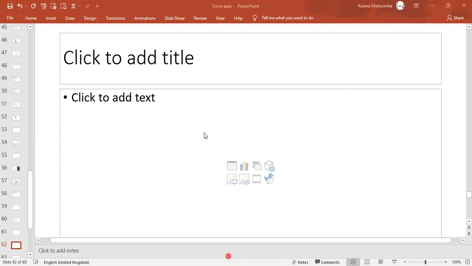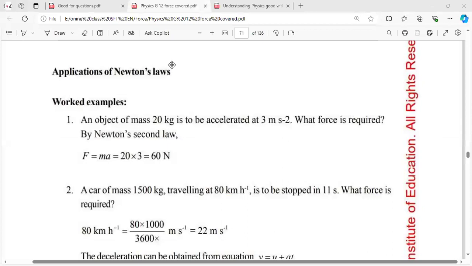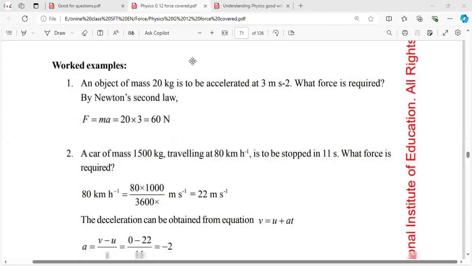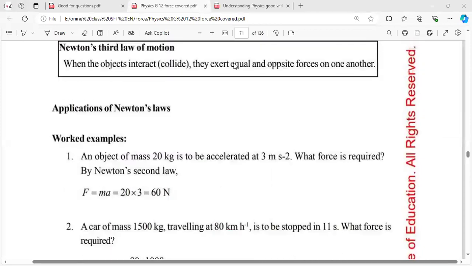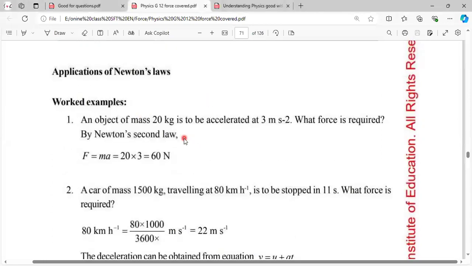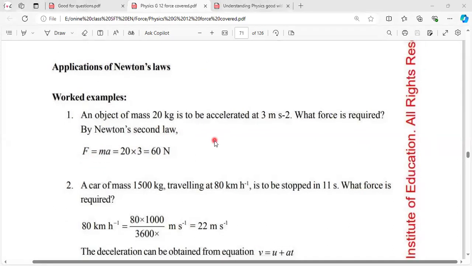So that's for today actually. Here are some application of Newton's law questions with the answers. For the first one, they have just given the mass and the acceleration, asking what is the required force. It is F is equal to ma, right?